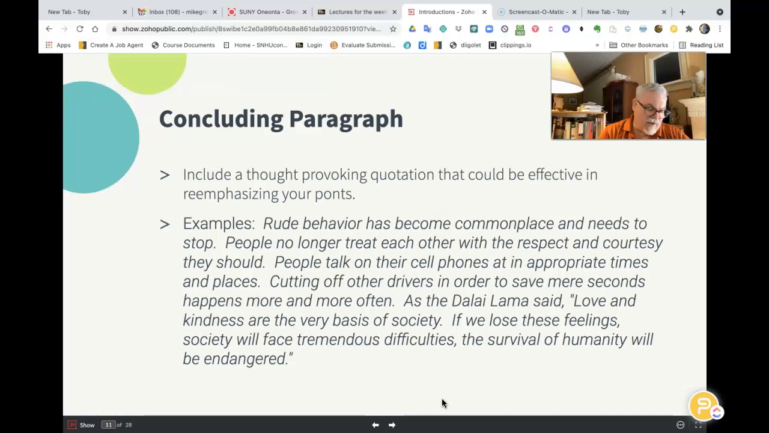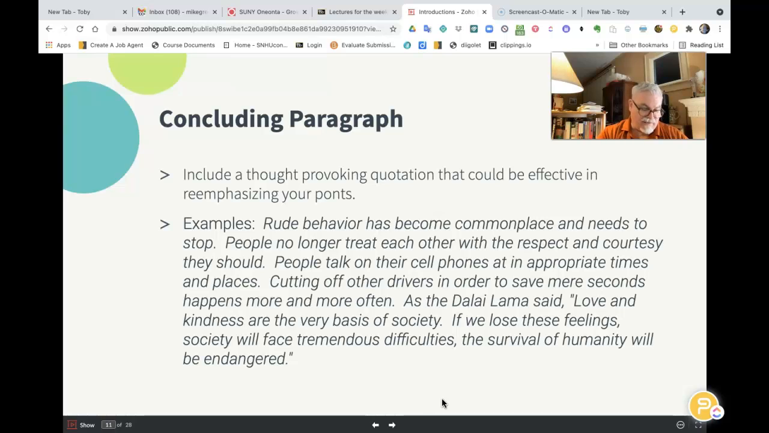Here's a good one and how you might include it. Rude behavior has become commonplace and needs to stop. Okay, so the whole paper was about rude behavior. And the 3 premises, they're going to remind you of the 3 premises here. People no longer treat each other with respect and courtesy. They talk on their cell phones at inappropriate times and places. They cut off drivers in order to save mere seconds. And this happens more and more often. Okay, so these are the 3 things that they talked about, these problems.